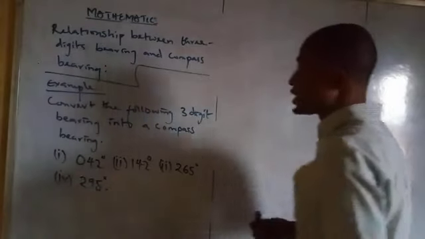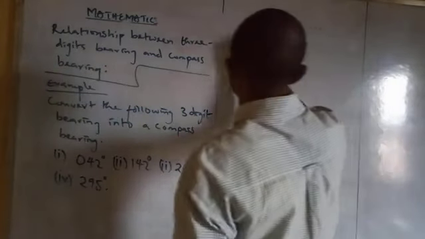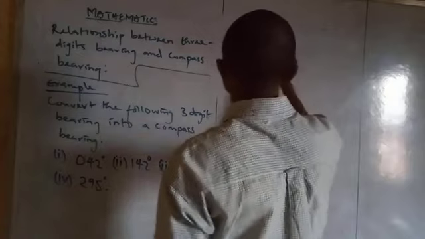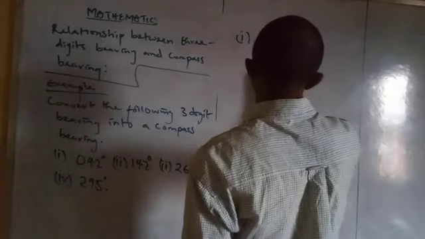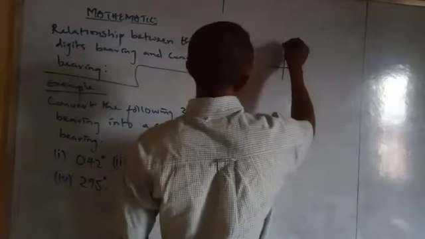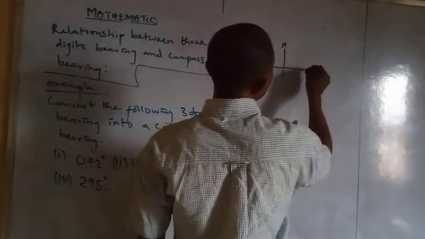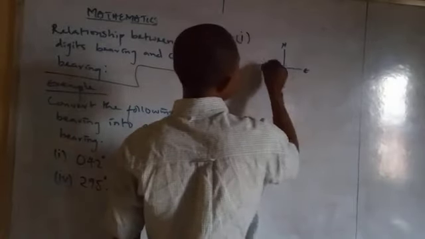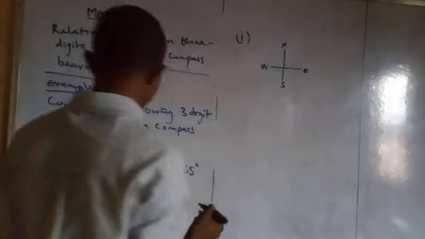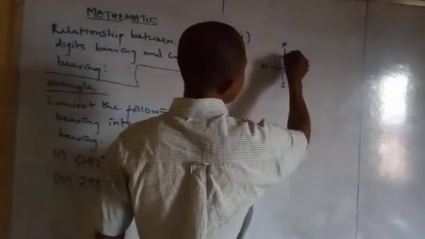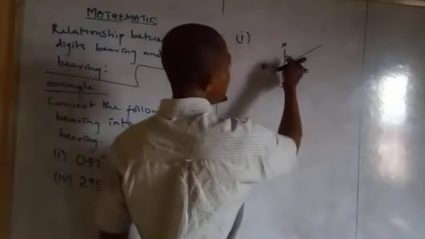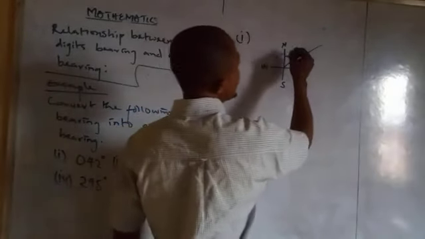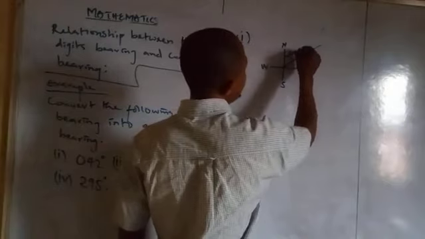We start with the first one, figure 1, 042 degrees. We draw the cardinal points. This is north, this is east, this is south, and this is west. So 042 degrees, this is it. 42 degrees is still within this first quadrant.